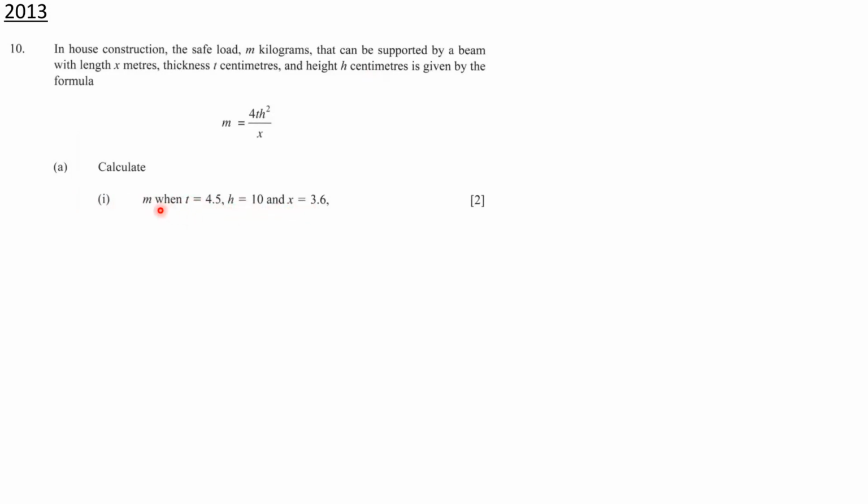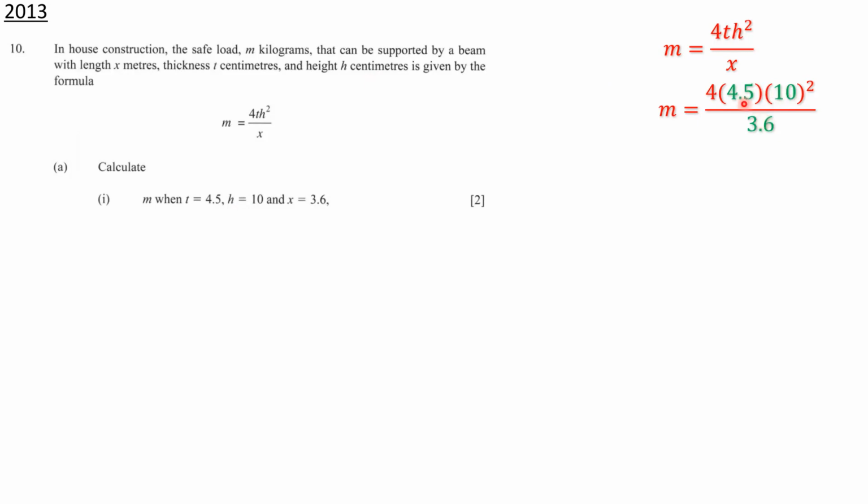We want to figure out the value of M when T is 4.5, H is 10, and X is 3.6. What we have to do here is substitute. Wherever we see T, we're going to put 4.5. Wherever we see H, we're going to put 10. Wherever we see X, we're going to put 3.6.